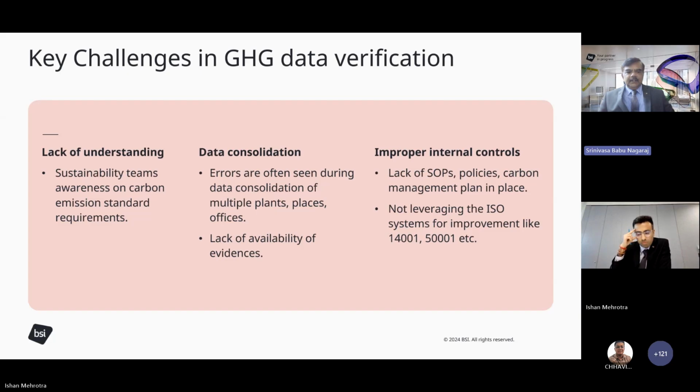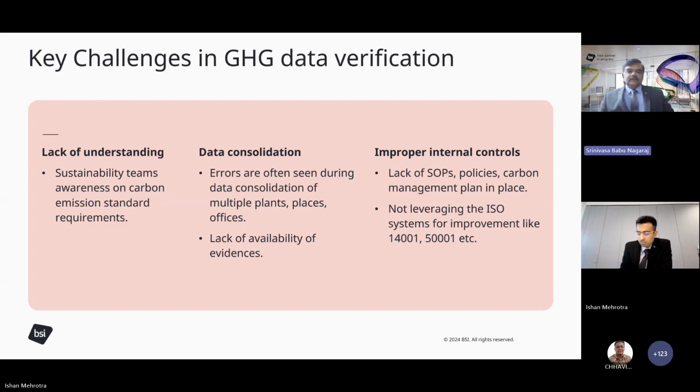More importantly, not leveraging the existing ISO 14001 or ISO 50001, because those certifications or frameworks will definitely help the organization, especially from the data consolidation and data accuracy point of view.